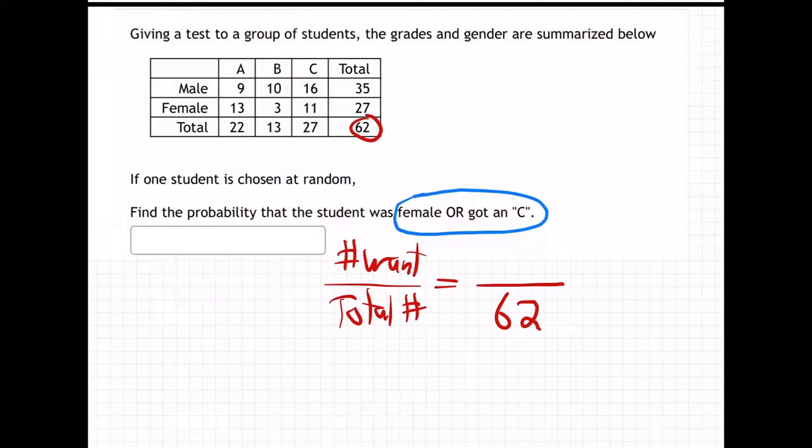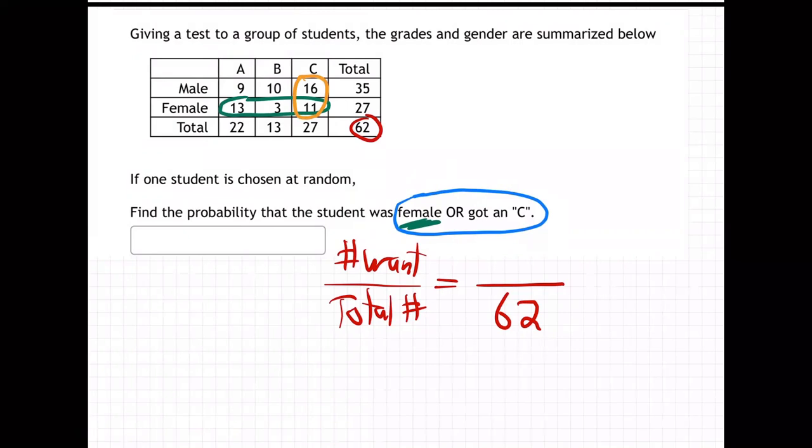Okay, so how do we do that then? Well, you just come up here and you say, okay, first off, who are all the females? Well, it's all these people. Don't circle the total. That 27 is just what those all add up to be. Those are all the females. Well, who are all the people who got C's? It's all these people, isn't it? Don't circle that 27 on the bottom, because again, that's just the total of those two numbers, right?